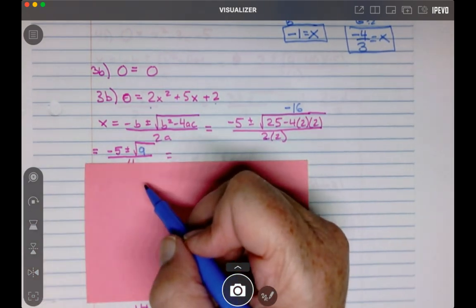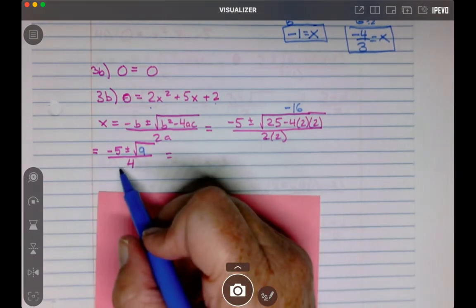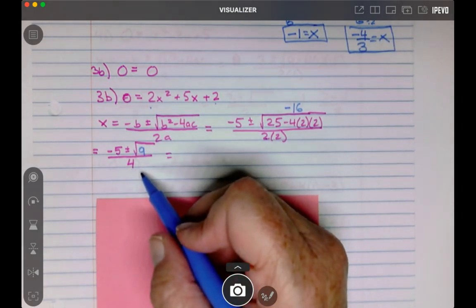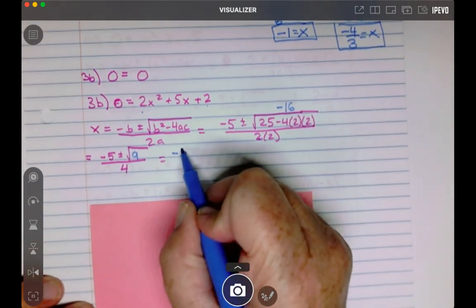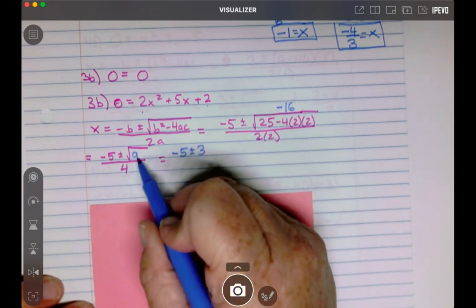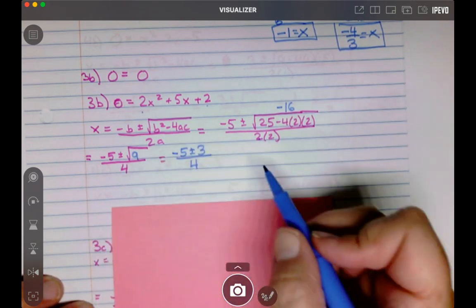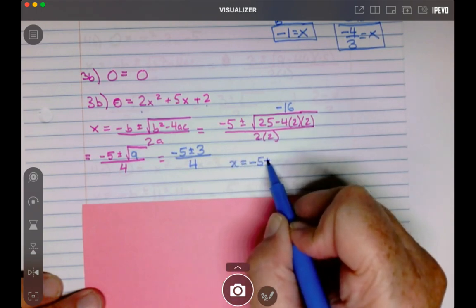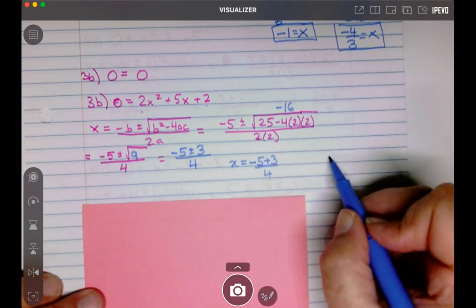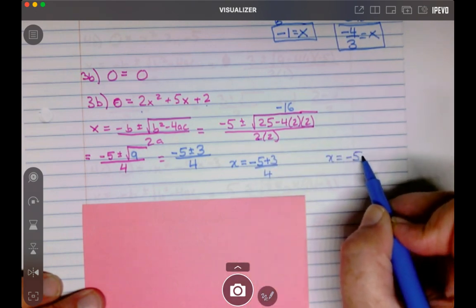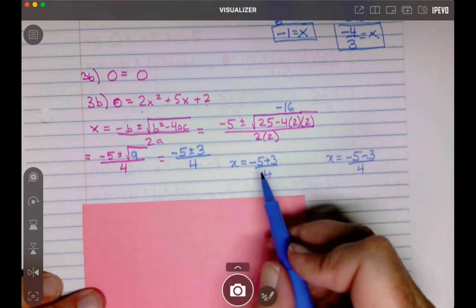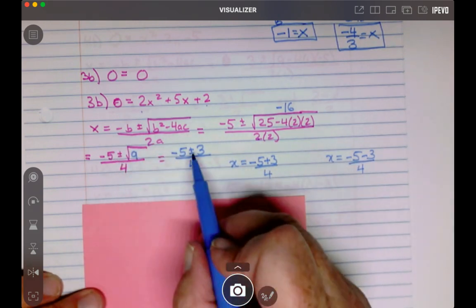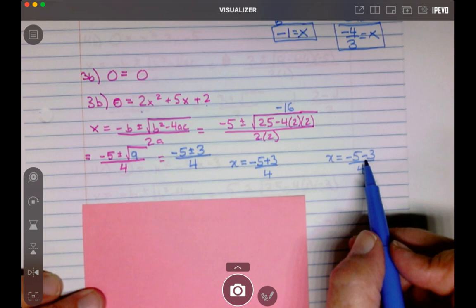So what we're going to do is look at this and say, hey, 9 is a perfect square, in which case I can actually continue to work on this. So I have negative 5 plus and minus 3, because the square root of 9 is 3, over 4. And now I'm going to split this into two answers. X equals negative 5 plus 3 over 4, and x equals negative 5 minus 3 over 4. And I'd like you to notice that the negative 5 remains for the entire problem. The plus and minus only affects the 3.